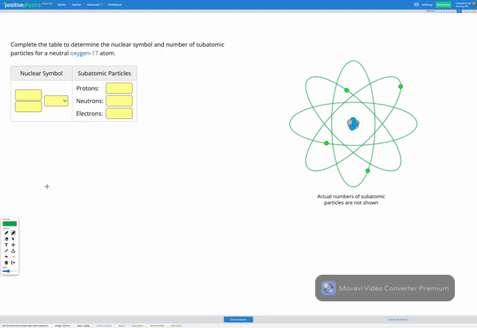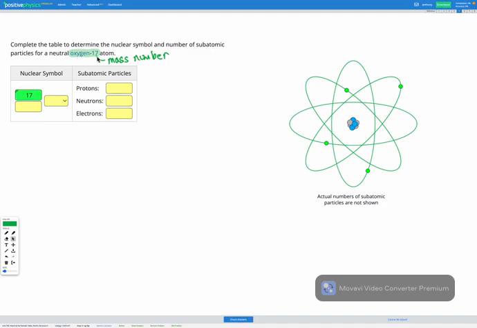In this question, we're asked to determine the nuclear symbol and number of subatomic particles for a neutral oxygen-17 atom. So when our atom is written like this, with the name, oxygen, and then a number, 17, the number provided there is the mass number of our atom. So that's something we can fill in already on our nuclear symbol. The number at the top of that is our mass number, which is 17 in this question.